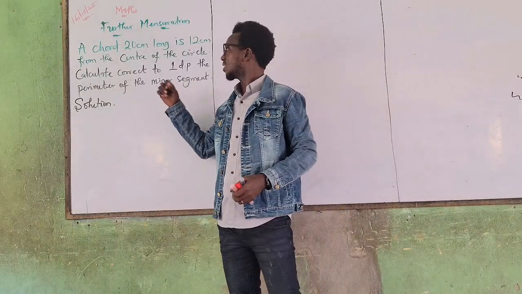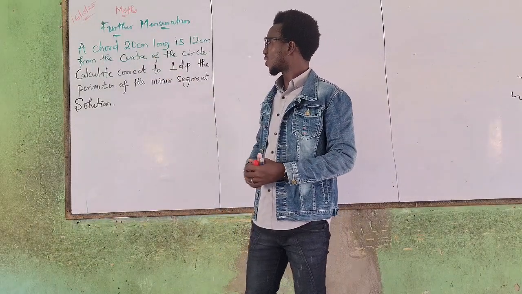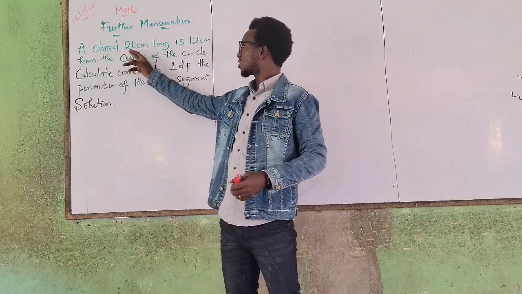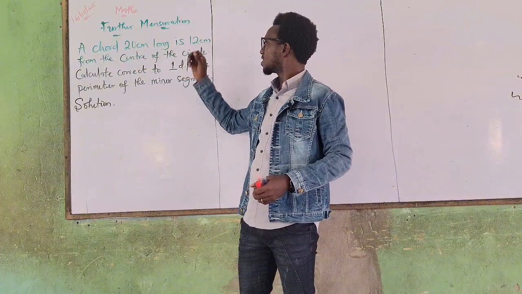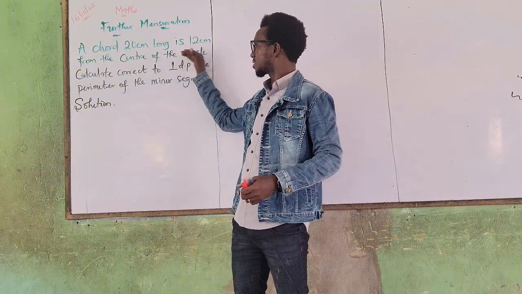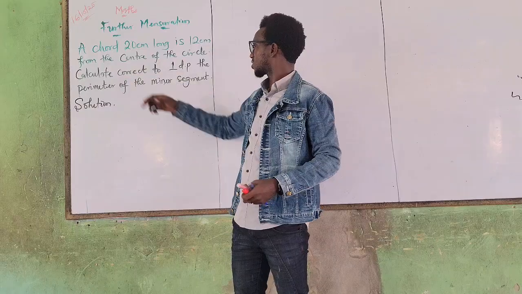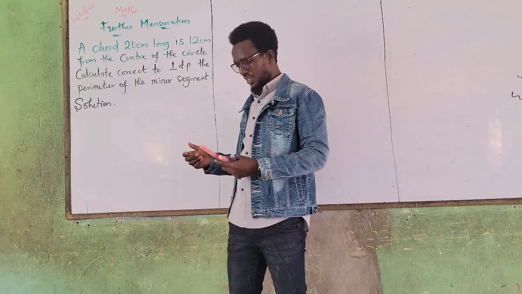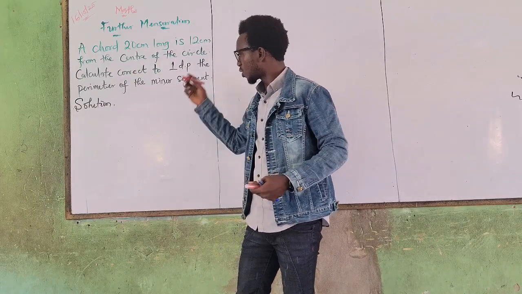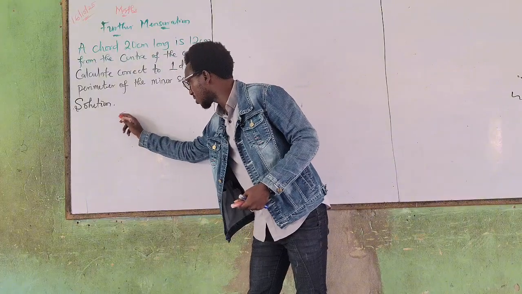Good morning, sir. All right, so we have on the board a question that says a chord 20 centimeter long is 12 centimeter from the center of the circle. So we've been asked to calculate, correct to 1 dp, the perimeter of the minor segment. So we want to start off by drawing our circle.